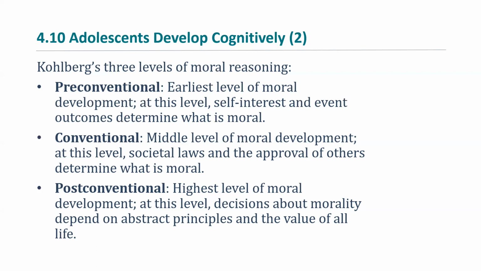So the first one is called pre-conventional. It's the earliest level of moral development. At this level, self-interest and event outcomes determine what is moral. This is the first stage. The focus at this stage is on punishment and reward. And so you picture children, young children at least. So what's right is what you're rewarded for. Oh, I know if I do this, dad will say good job, or mom would be proud of me for doing this. So you want rewards.